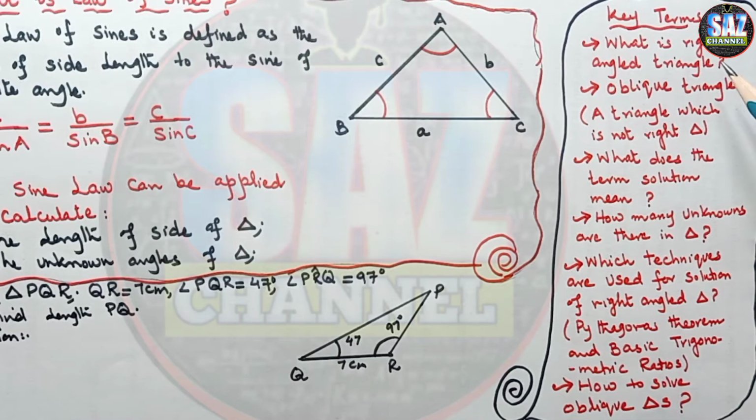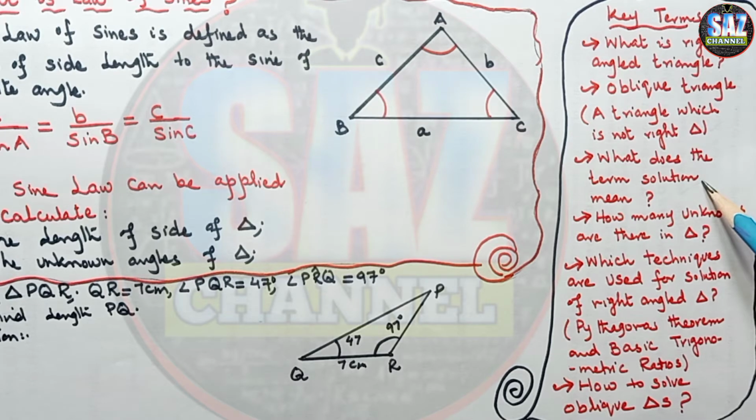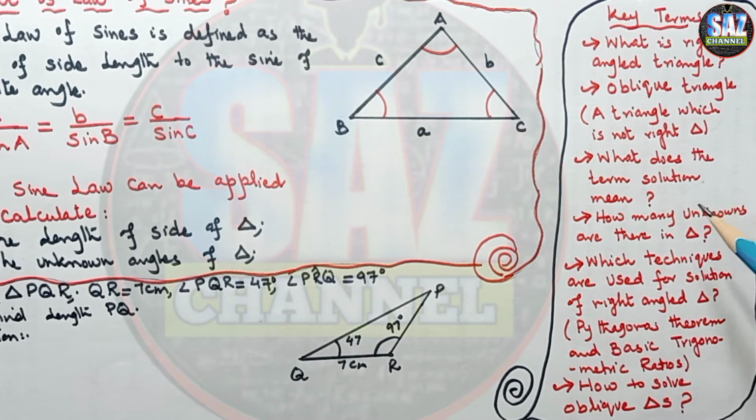First of all, we should be clear about what a right angle triangle is and what an oblique triangle is. A right angle triangle is a triangle in which one of the angles is 90 degrees, and an oblique triangle is a triangle which is not a right angle triangle. What does the term solution mean? Solution means to find the values of the unknowns of that question.